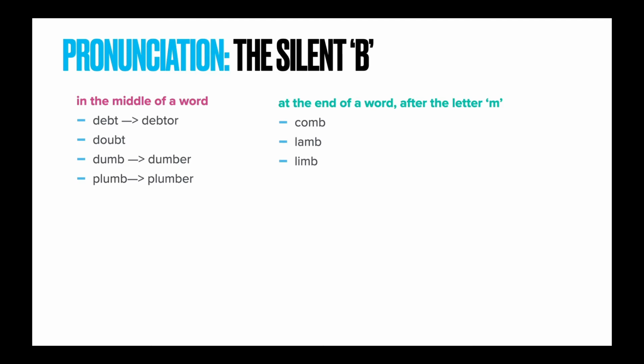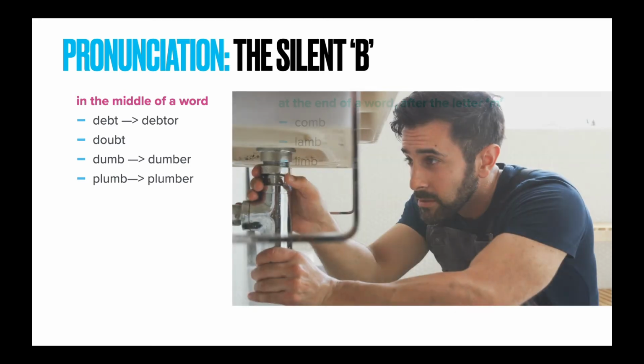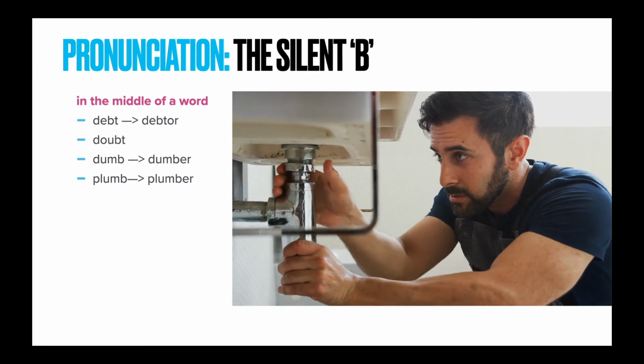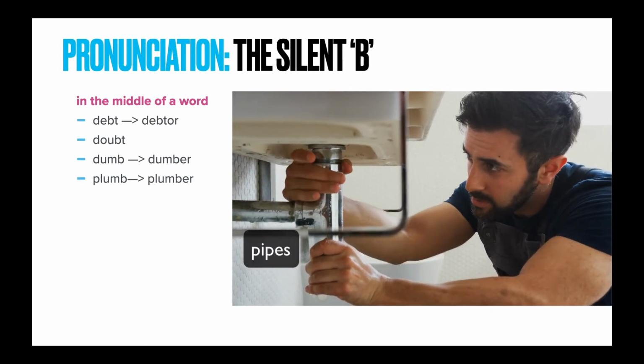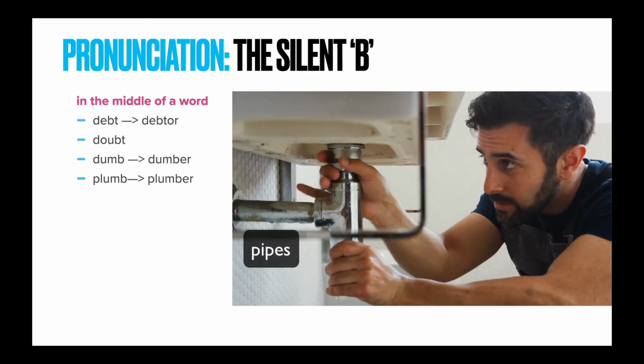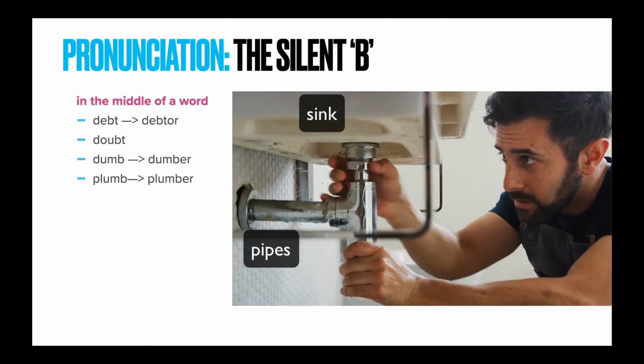So here are some other words that use the silent B. Doubt. Doubt is when you are not sure if something is true or real. The word dumb, right? Dumb means stupid. And the comparative form, dumber. So we don't say dumb or dumber, we say dumb or dumber. And then plumb and plumber. A plumber is a person who fixes the pipes in your house. This is how we get water. So a plumber might fix the shower or the sink or the toilet.